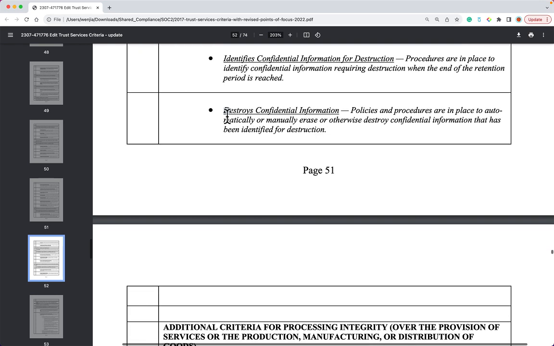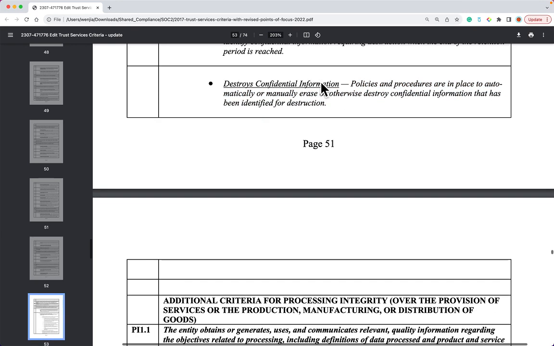Next one, destroy. Then today, when it's time for this batch, you need to destroy. How to destroy? You need to check the related policies. You need to have your own procedures and policies in place to automatically or manually destroy all the information.